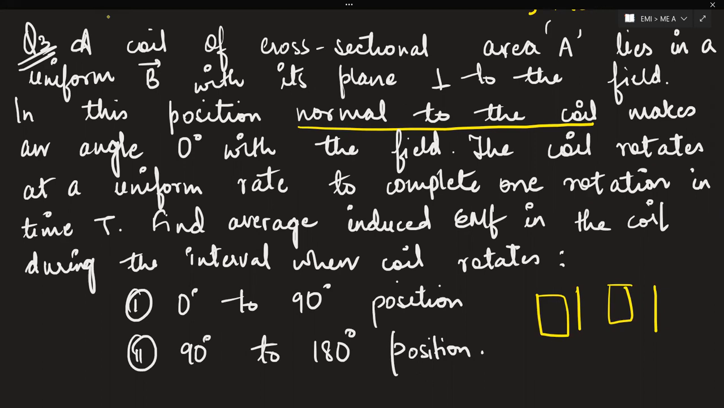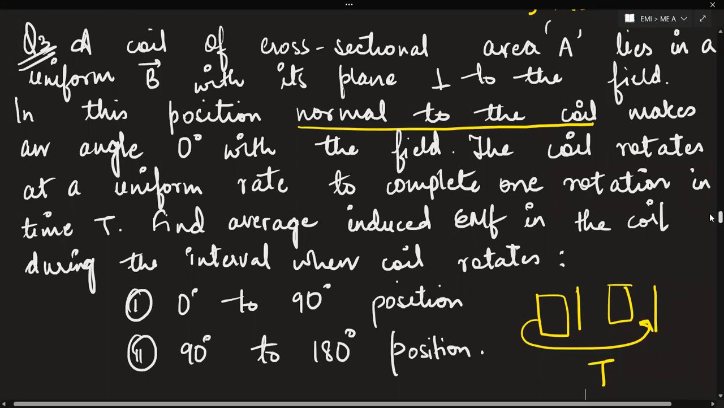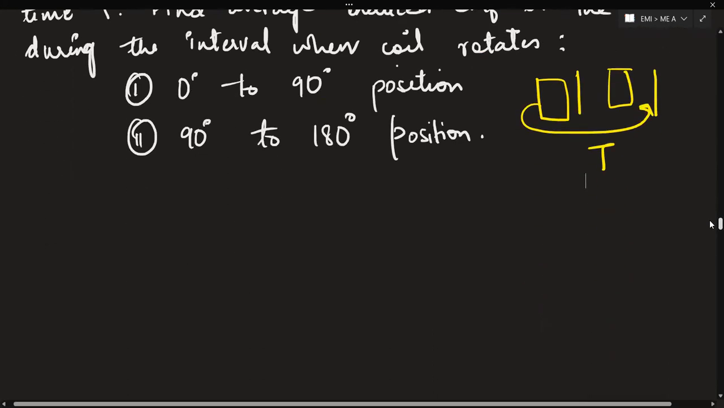Just instead of this, imagine a coil is here. So this entire duration is T. T is the total time that is taken to cover all the 4 positions. Now it is asking us to calculate average induced EMF in the coil during the interval when the coil rotates from 0 degree to 90 degree. See class, this can be understood in this.